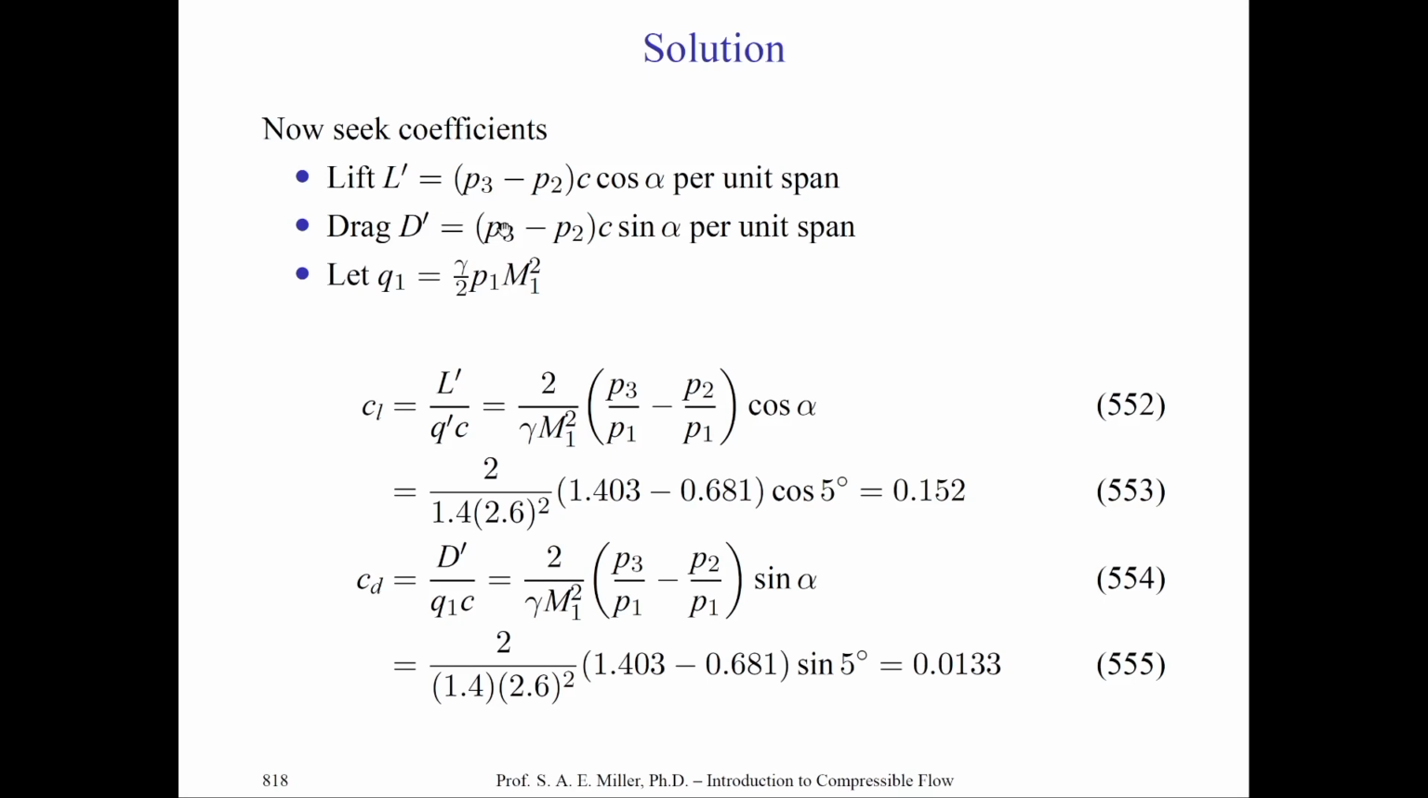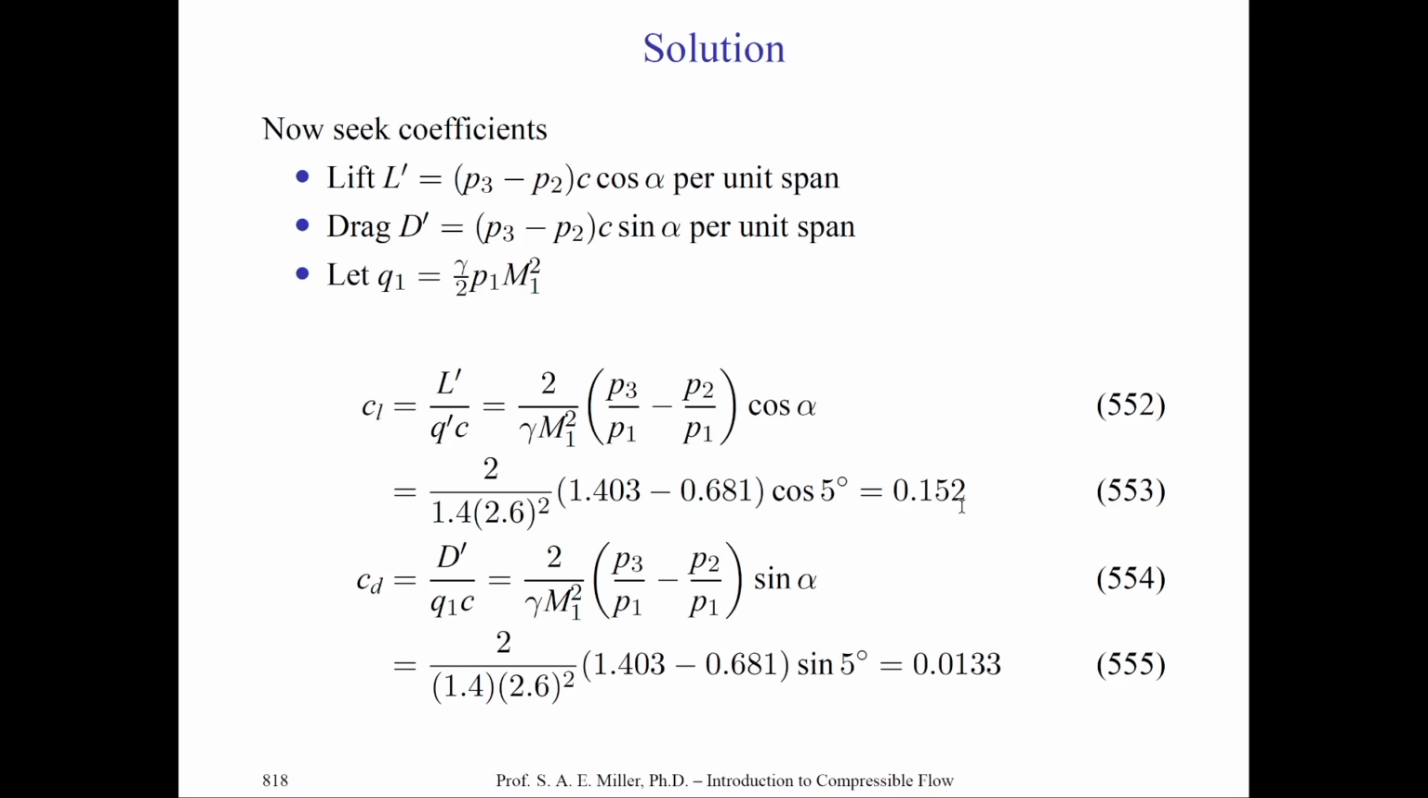We can then fill in these parameters, and we'll get 2 over gamma M1 squared times P3 over P1 minus P2 over P1 times cosine alpha. Indeed, putting in the numbers, because we know these ratios now, after plugging and chugging, if you will, you'll get 0.152. So our coefficient of lift for this particular situation for the wave drag and wave lift is 0.152. If we had an angle of attack of 0, of course, our coefficient of lift would be 0.